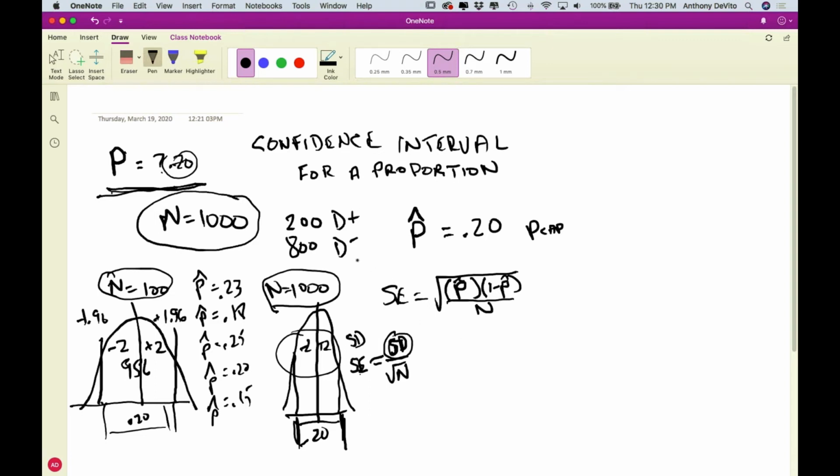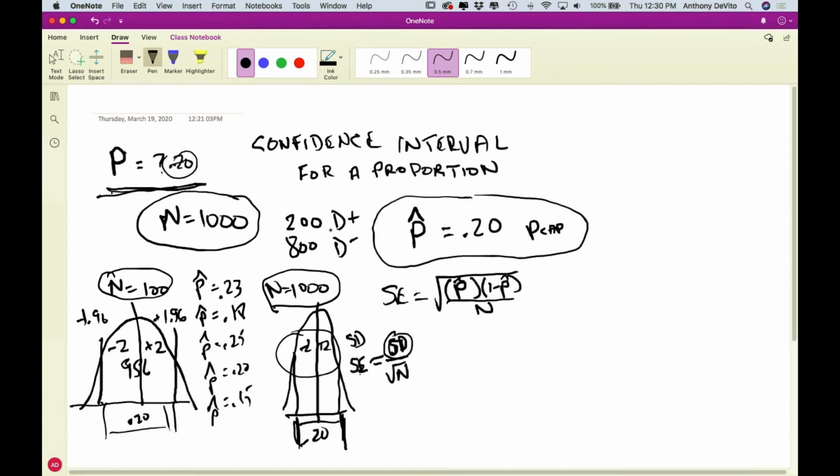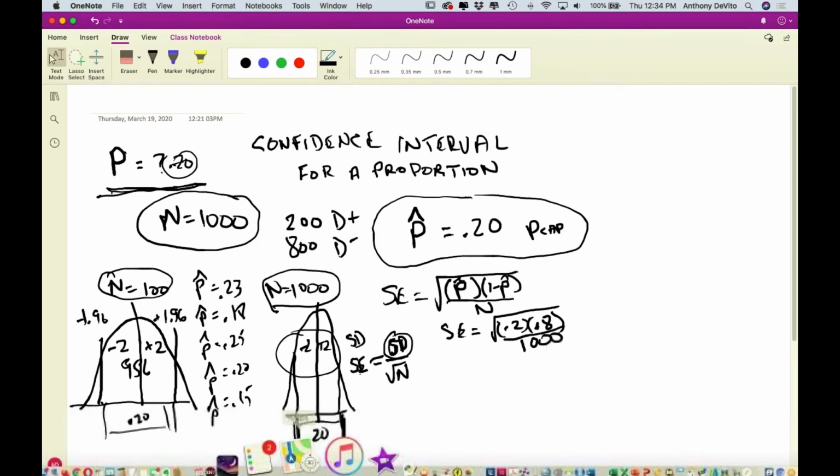So let's go back to our issue here with our diabetics. So my sample size is 1,000, and 200 people turn out to be diabetic. My sample proportion is 0.20. So now my standard error would be equal to the square root of 0.2 times 0.8, which is 1 minus P, over the sample size, which is 1,000. Okay, so I'm going to put up my calculator and calculate that.